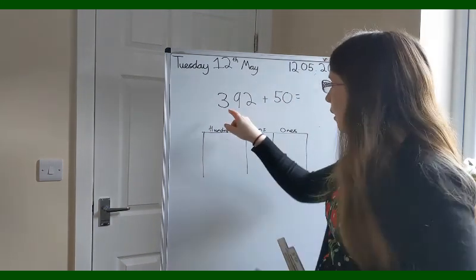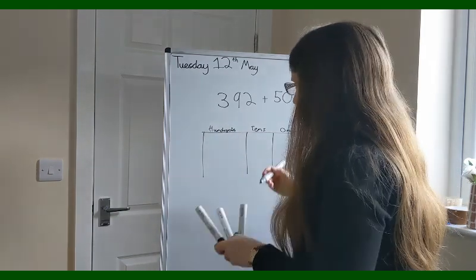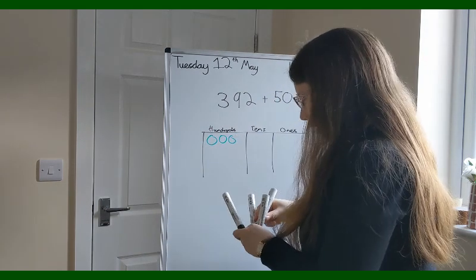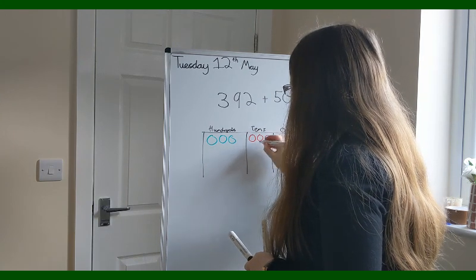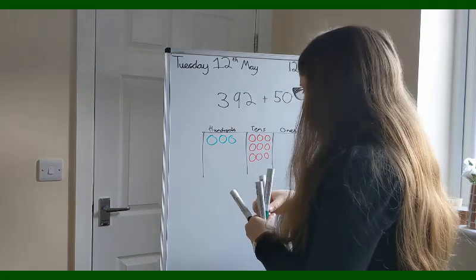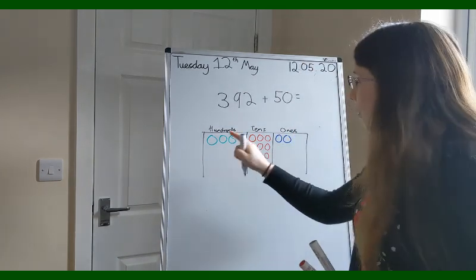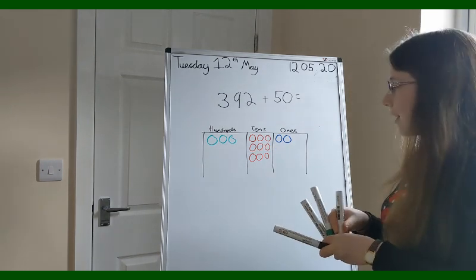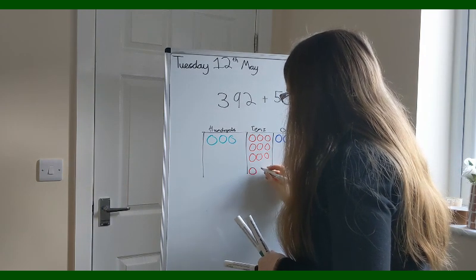And I'm going to draw out my starting number again, which is going to be my biggest number. So I'm going to have 3 hundreds, 9 tens, and 2 ones. Okay, so I've shown 392. I'm going to add on 50, which is 5 tens. So I'm going to add on my extra 5 tens.